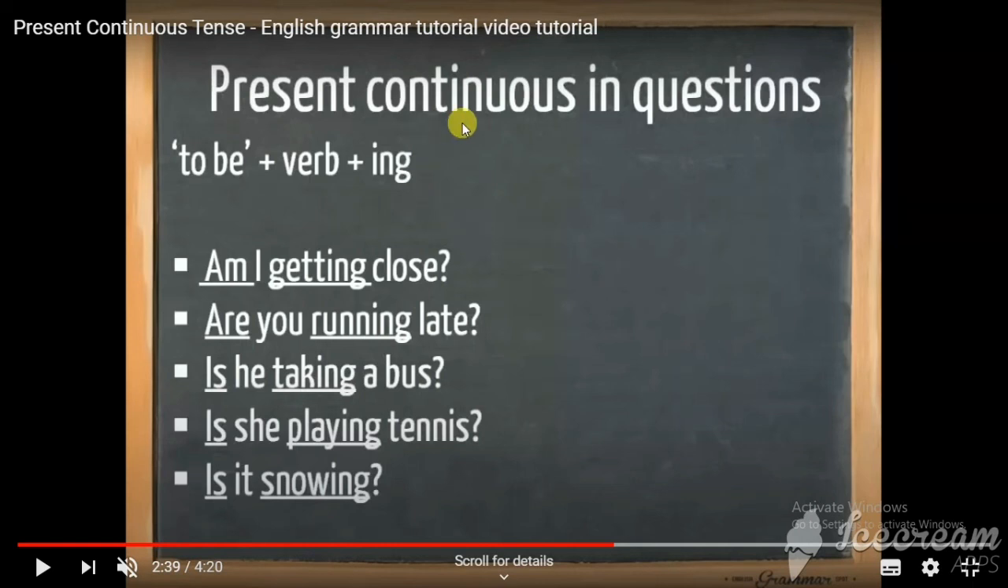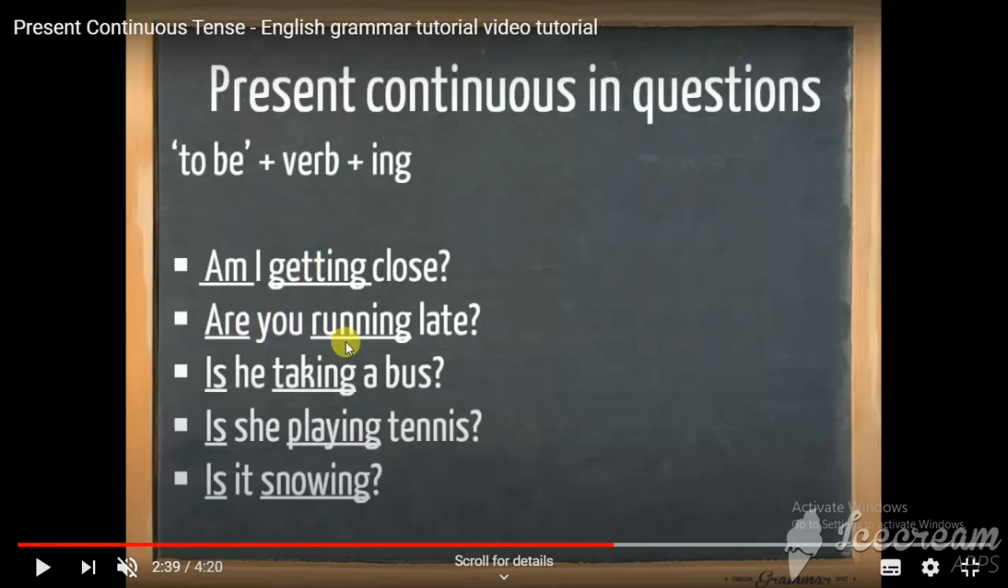Now, if we want to make questions in the present continuous, we put the verb to be at the beginning of the question. Okay? Then the subject and the verb ing. So look at the example. Am I getting close? We put the verb to be at the beginning of the question, then the subject. Of course, the verb plus ing doesn't change.